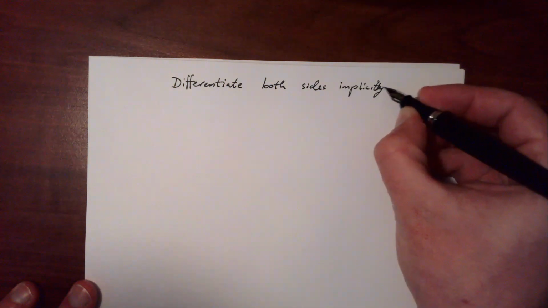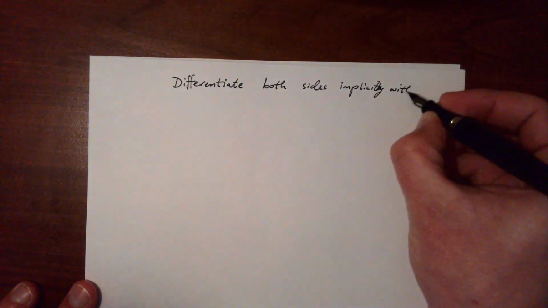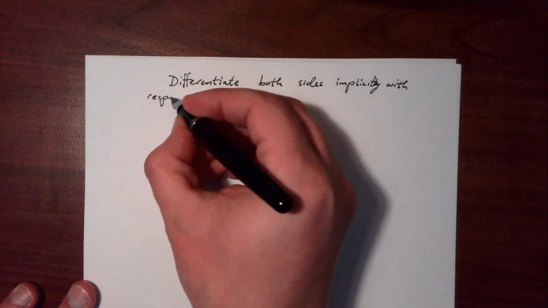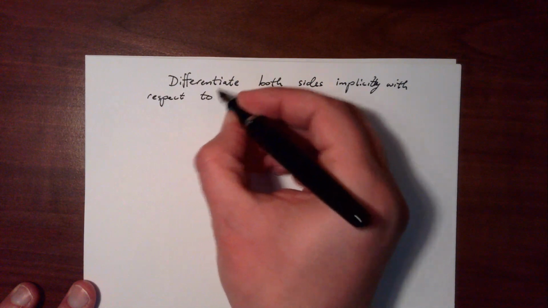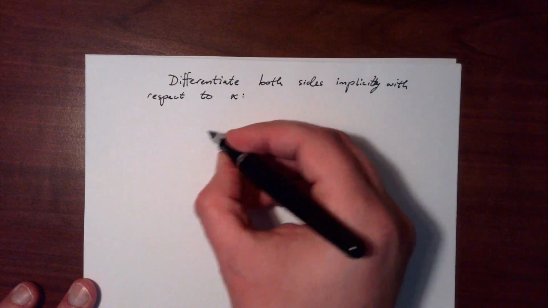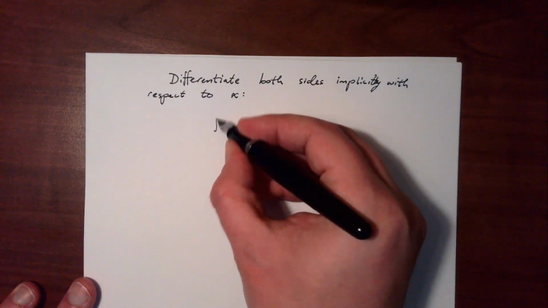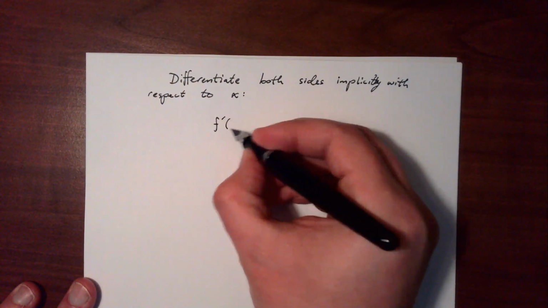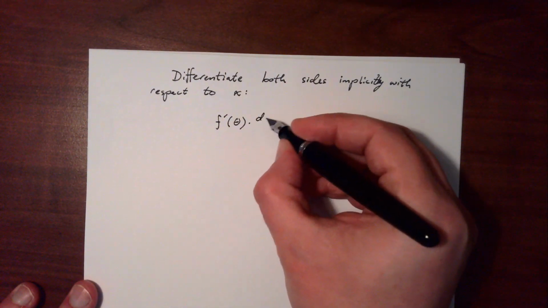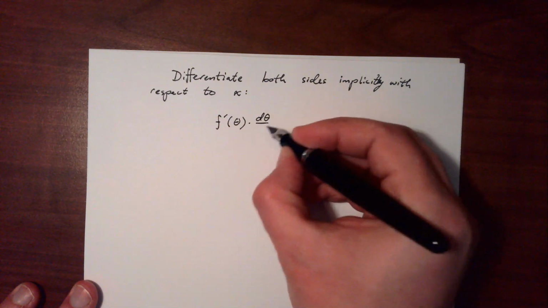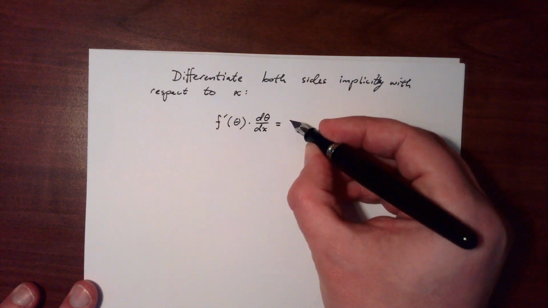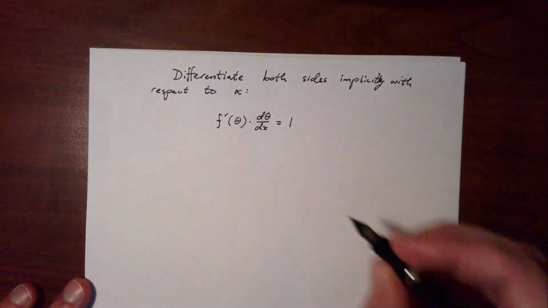Implicitly with respect to x. So what's that going to look like? On the left side it was f of theta, so now it's going to be f prime of theta. But if we're differentiating with respect to x, then we're going to need to go times d theta dx. On the right side, that was just x, so when we take the derivative of that with respect to x, it's just going to equal 1.